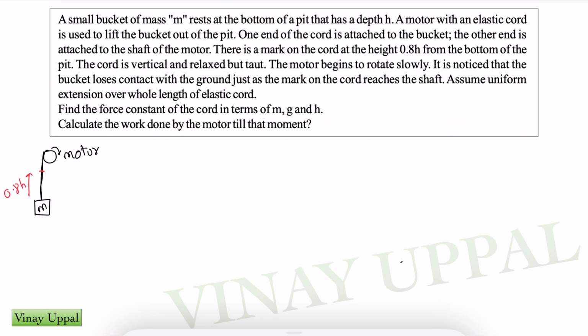Alright, so first let's figure out the extension in the elastic cord. Because 0.8h extends by 0.2h, the total length here is h, and this red mark is coming to the top of the shaft.